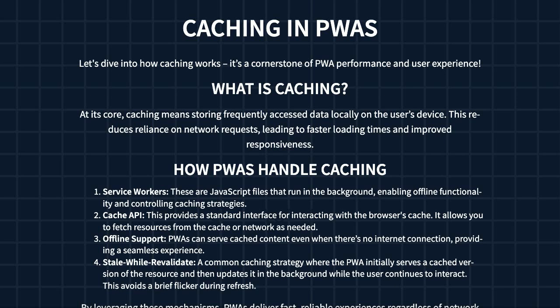The Cache API is their tool, allowing them to decide whether to fetch from the network or serve what's already stored locally. And a cool trick called stale-while-revalidate helps ensure things load quickly even if there's a brief delay while the app updates its cached version in the background, so you don't see any annoying flashes.